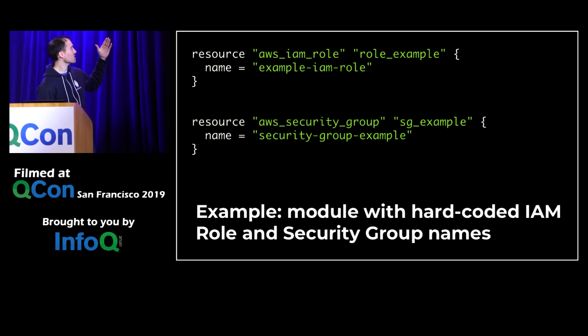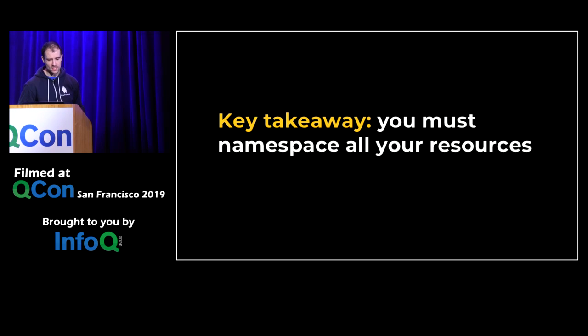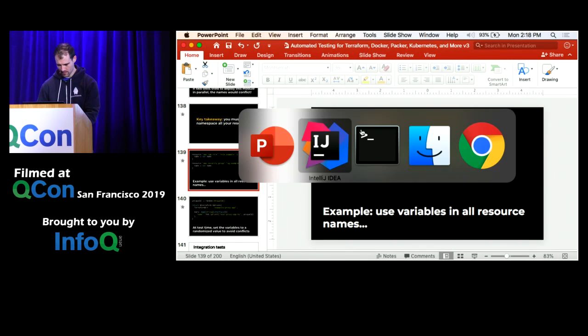And in this case, AWS actually requires that IAM roles and security groups, the name has to be unique. So if you hard code the name into your code, and you run 2 tests in parallel, and they both try to use the same name, you're going to get a conflict, and the test will fail. So what you need to do is namespace all of your resources. In other words, provide a way to override the default name so that you can set it to something unique at test time. So I'll actually just show you a couple real-world examples of that.